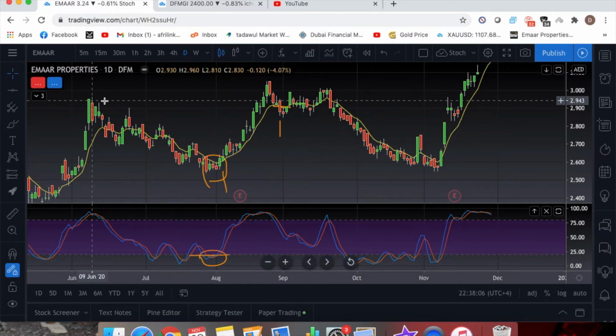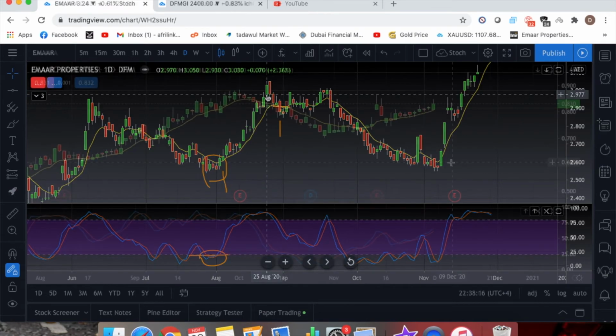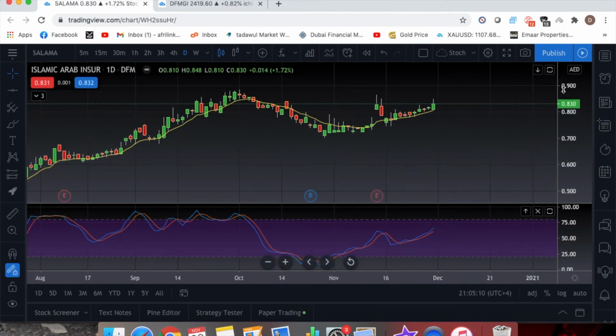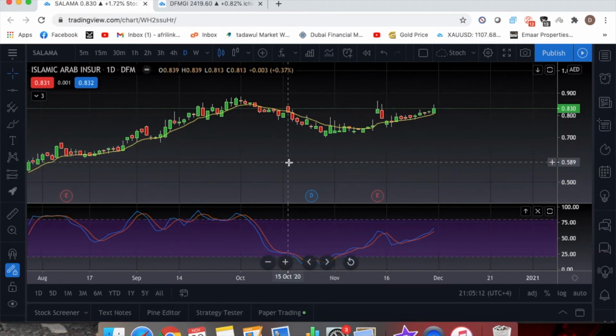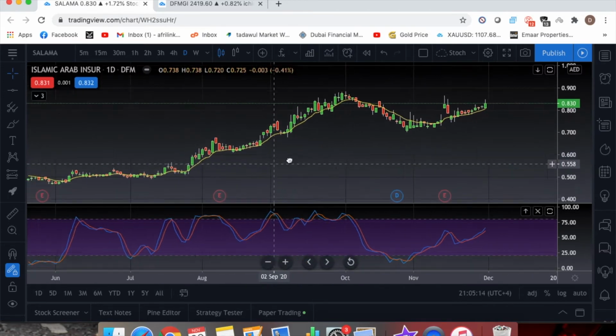We are clearly taking out the previous swing high, meaning this trade is very good. We will see some more examples on another stock now. Salama. Let me give you a different type of example so that you can understand the concept and use this strategy in your trading plan.